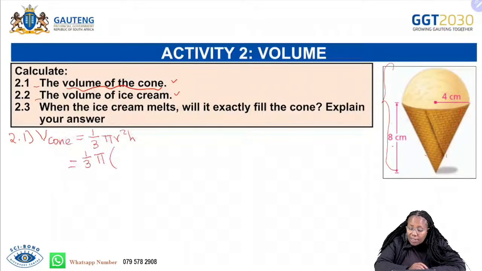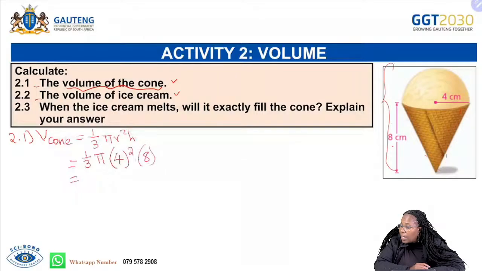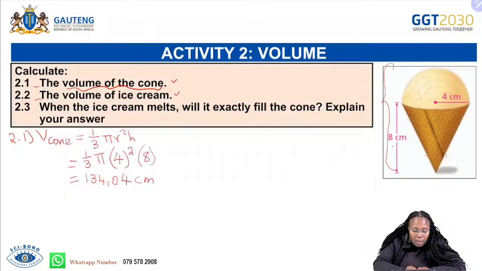What is our radius there? That is 4 centimeters squared. And then with the height of the cone, which is 8 centimeters. And then into our calculator, straight to the answer, grade 12. This is giving 134,04. And then this will be in cubic centimeters. That is our 2.1. And then 2.2.